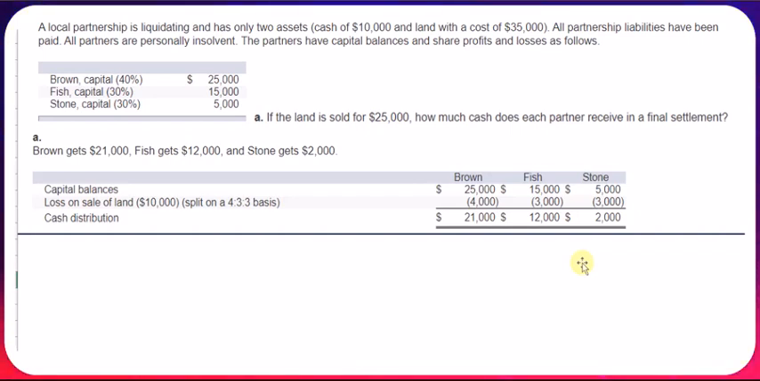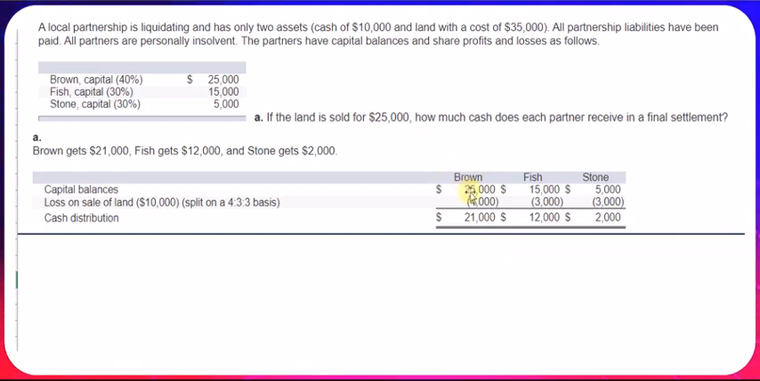So what we've got to do then is think through what happens when we sell the land. Well, when we sell the land that had a cost of $35,000 and we get $25,000 for it, we've got a $10,000 loss. Well, we need to split that loss according to how we share profits and losses, 40, 30, 30. So if we split the 10, 4, 3, 3, we determine how much cash is left to distribute.